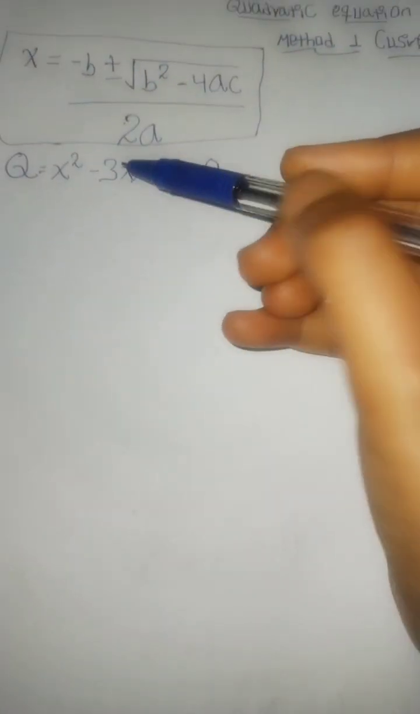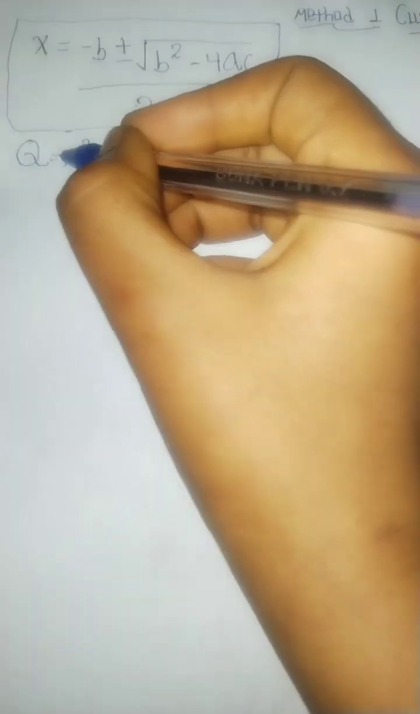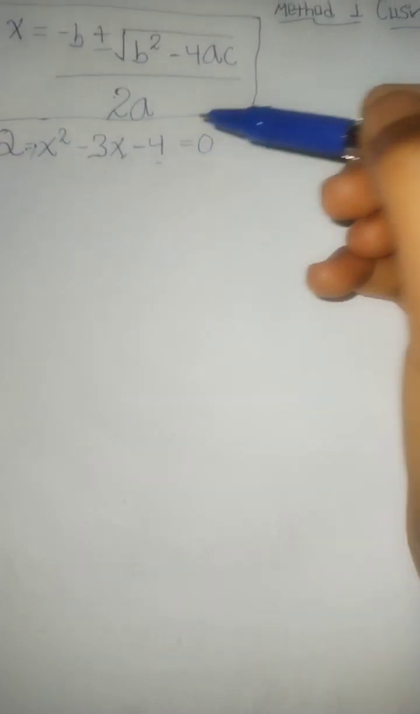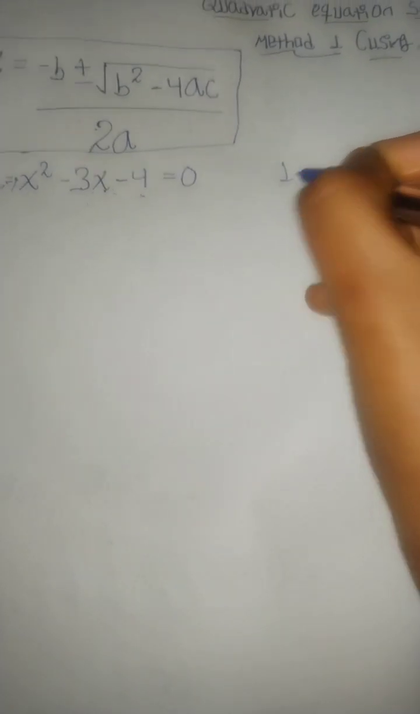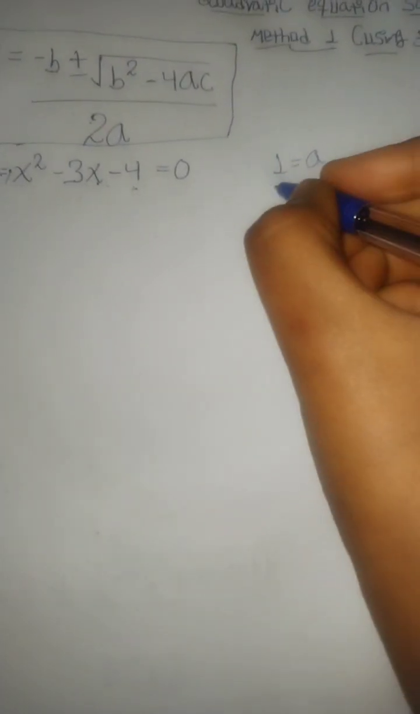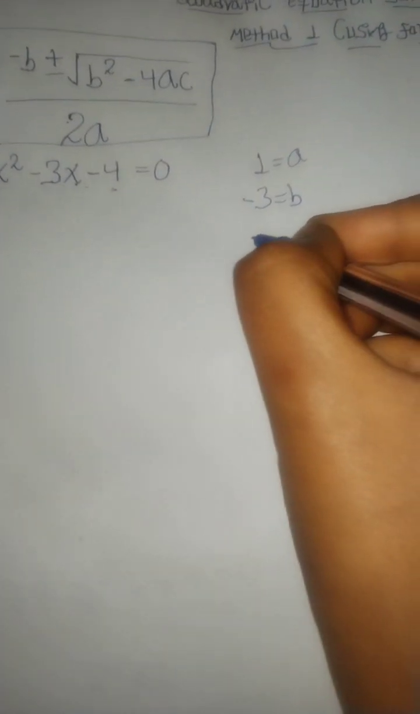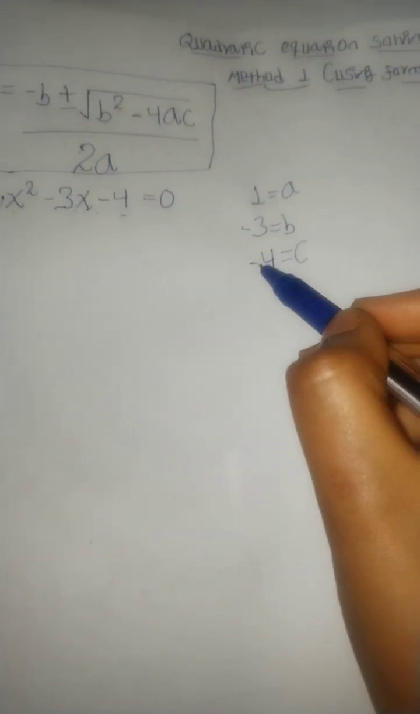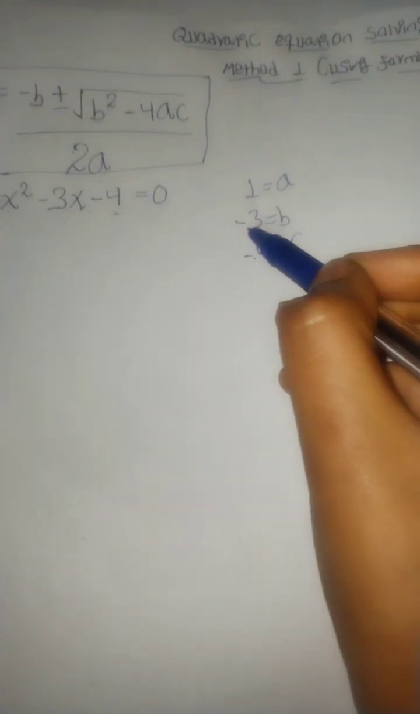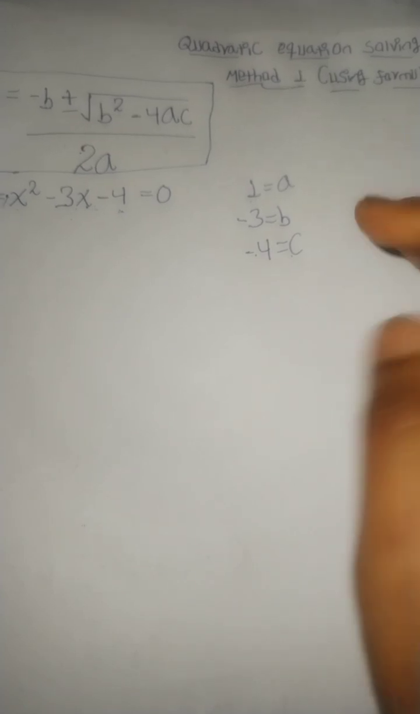So x has a numerical coefficient of negative 3, and as we know, x squared has a numerical coefficient of 1, while negative 4 is a constant. So I'm going to say 1 equals a, and negative 3 equals b, while negative 4 stands for c. So negative 4 is for c, negative 3 is for b, and 1 is for a. After understanding this substitution for the variables, let's go solve the equation.